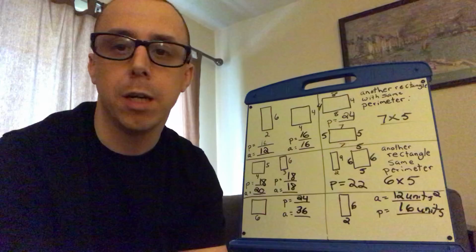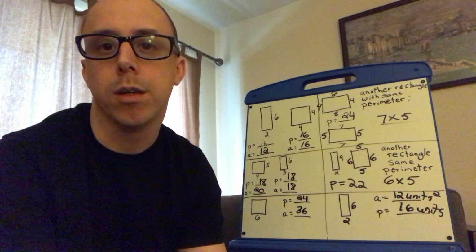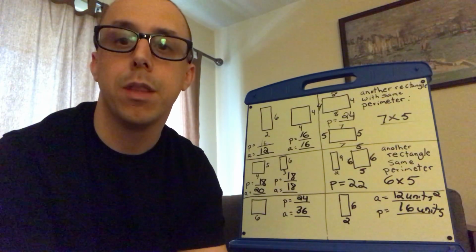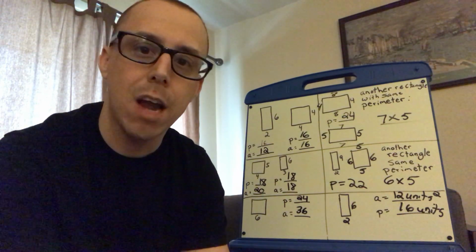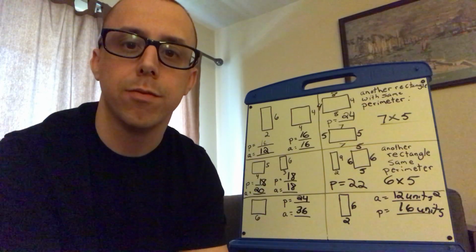All right, that about wraps it up for today. Remember, today our objective is to find rectangles with the same perimeter, but you will see some area questions popping in as well for today's work.